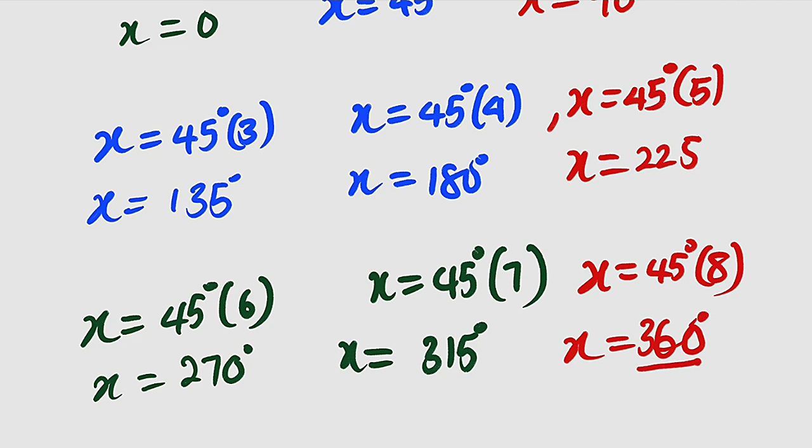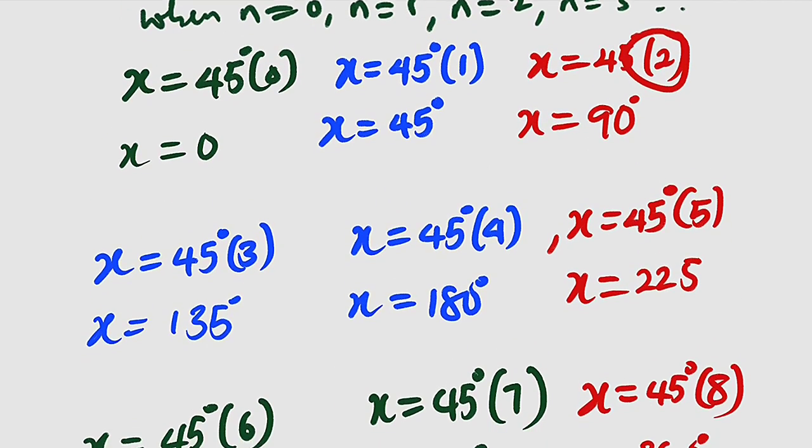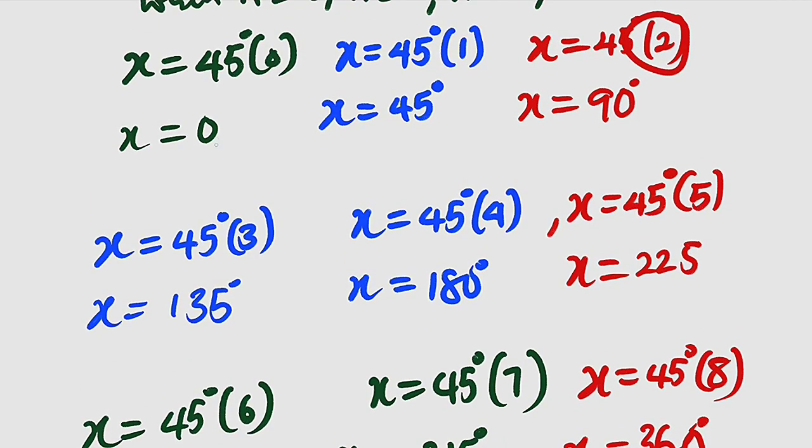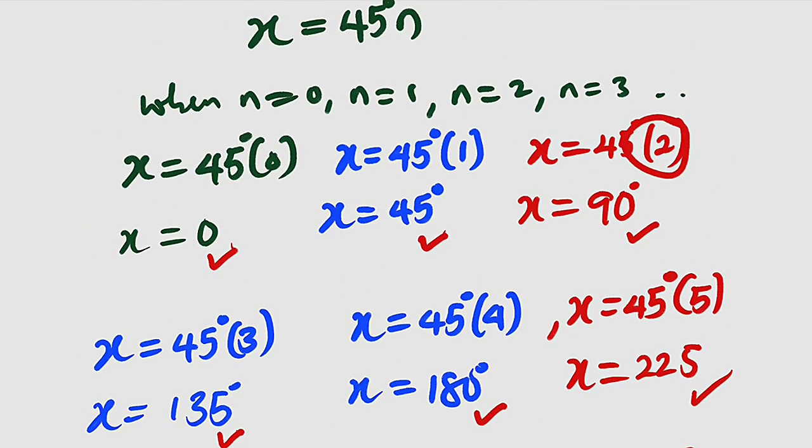And since we have 360 degrees, we cannot substitute the value of n equal to 9 because it will go greater than that. So if we stop here and count the number of solutions, we have 9 of them. X could be 0, 45, 90, 135, 180, 225, 270, 315, and 360. So this particular equation has 9 solutions from 0 to 360 degrees.